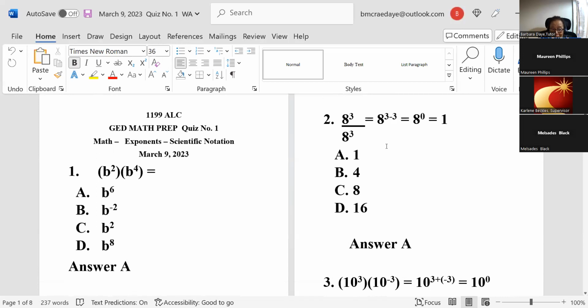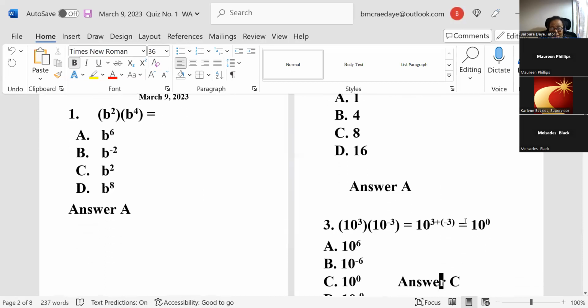And why the subtraction? Because the rule for division is you subtract the exponent of the denominator from the exponent of the numerator. So that becomes 3 minus 3. That's the subtraction. But here, this is addition of a negative sign. So because it's a negative sign, that's why it becomes zero. 3 plus minus is minus, right? So 3 minus 3 is 0.